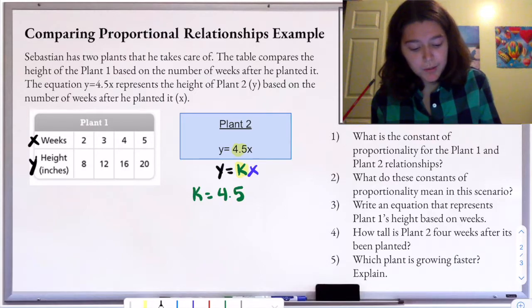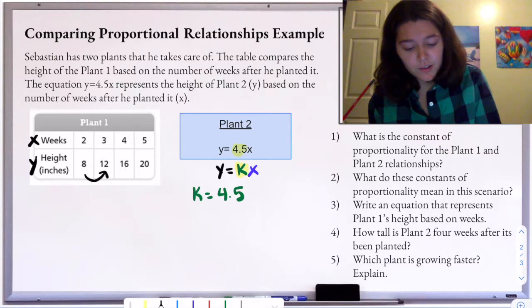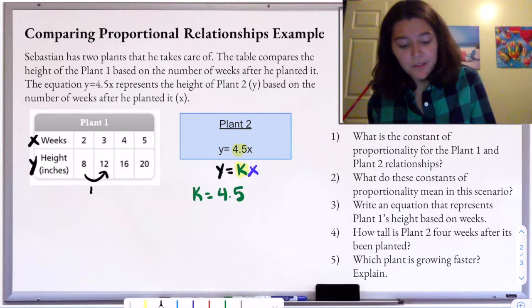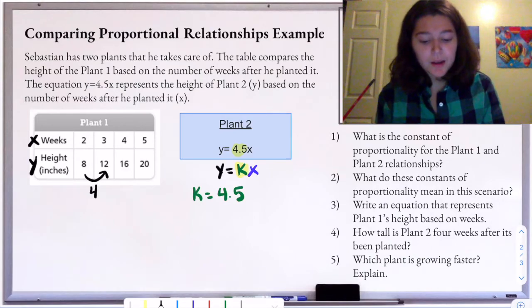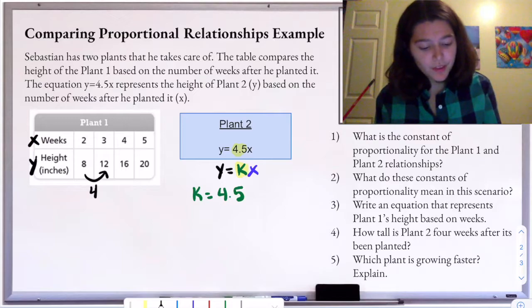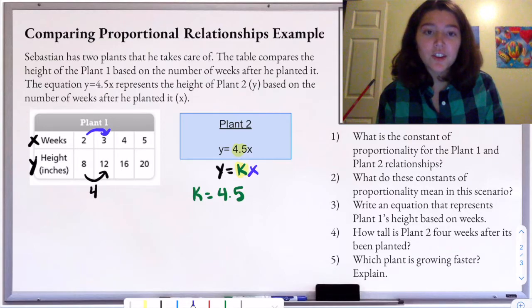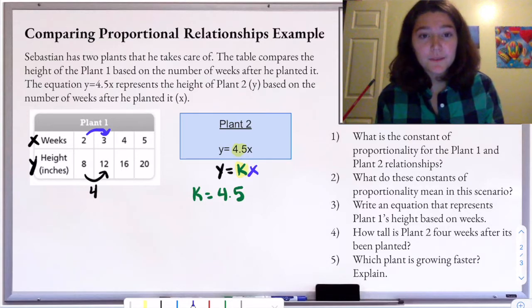So let's think about my y here. What's the change when I go from 8 to 12? In this case, we're thinking about adding and subtracting. So 8 plus what gives me 12? 8 plus 4 gives me 12. Okay, so we're going up by 4, we're adding 4. And then for my x, I'm going to do the same thing. From 2 to 3, what does that change? 2 plus what gives me 3?